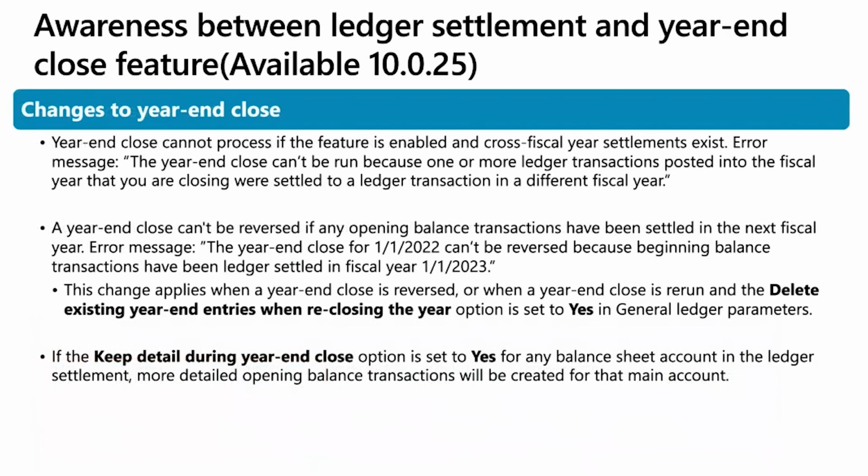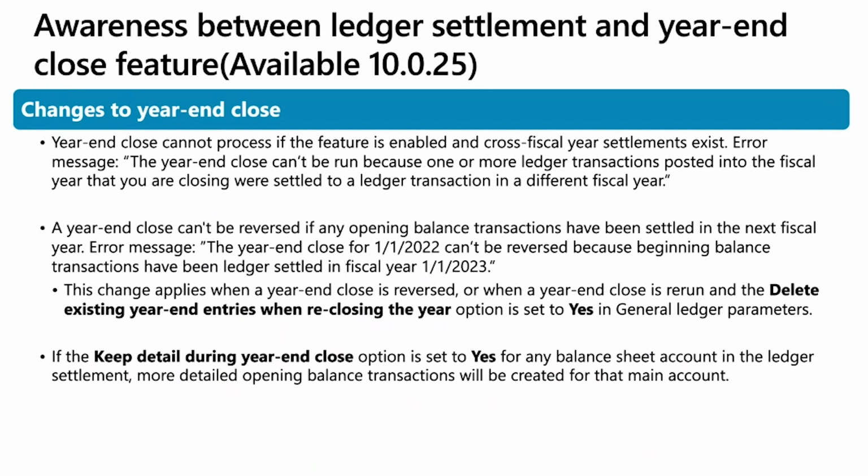So in terms of the year-end close impact, you'll see that same type of restriction that we just discussed with the ledger settlement form. When you run the year-end close, cross-year settlements can't exist for the year you're closing, and if they do, you'll get messaging and the process would fail. And again, during the year-end close, only those unsettled transactions will be included in that summarized beginning balance. And that, of course, is to address that foreign currency revaluation issue that we talked about.